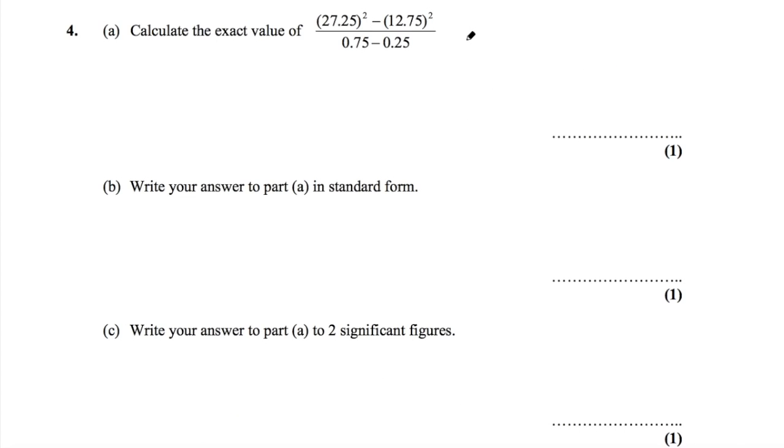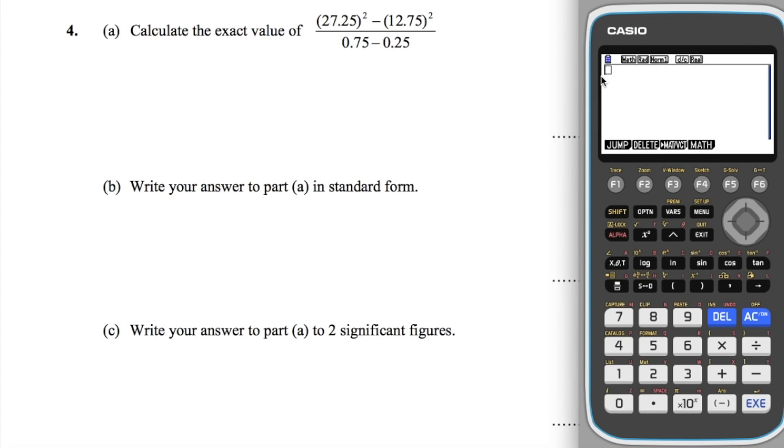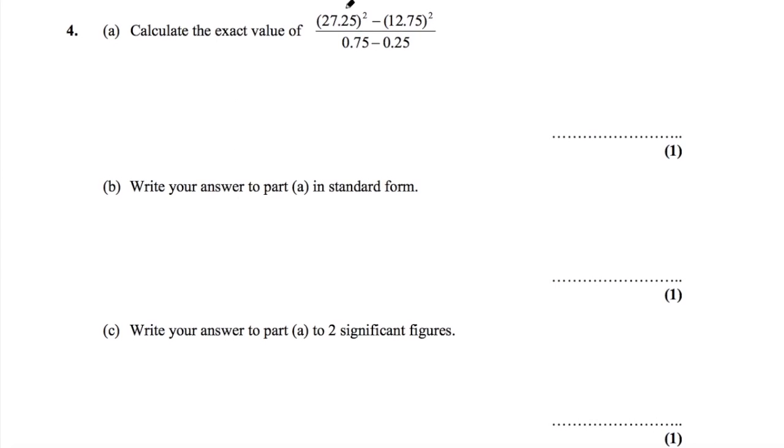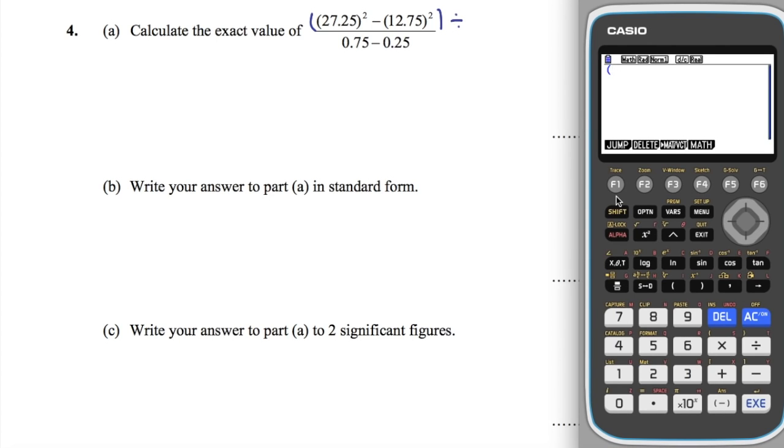Question 4a says calculate the exact value of 27.25 squared minus 12.75 squared divided by 0.75 minus 0.25. Okay, so we can just get our calculator out and put that straight into a calculator, making sure we get all of the brackets in the right place. Now, what I'd suggest for this question is because there's a line there, you'd either put it in as a fraction or you can just put brackets around this and then put a division sign. And I generally find that's easier because it's just easier to put into a calculator.